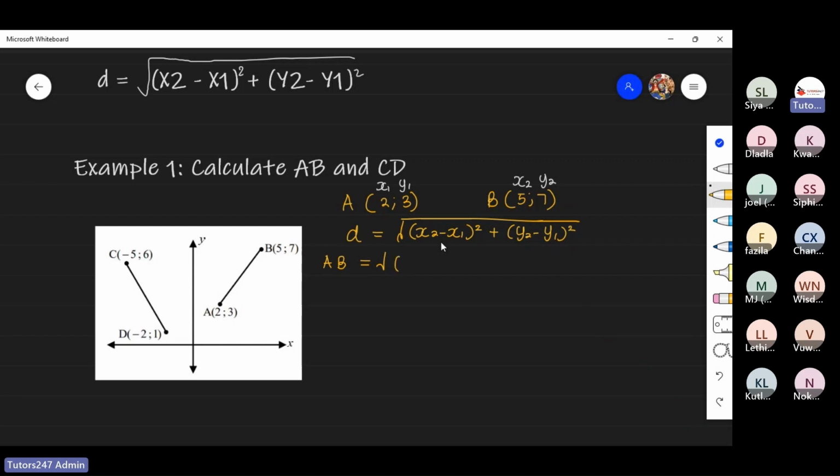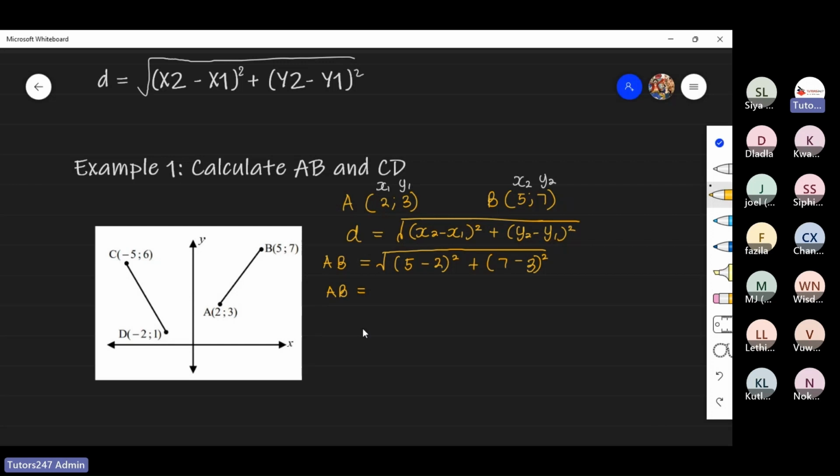Now, we've denoted our x2 value as 5. So we can substitute 5 in place of x2. We bring down our negative sign, and in place of x1, we are going to substitute 2, that is all squared. Now in place of y2, we are going to substitute 7. In place of y1, we are going to substitute 3. And don't forget to complete your square root sign. From here, you can put this entire thing into your calculator.